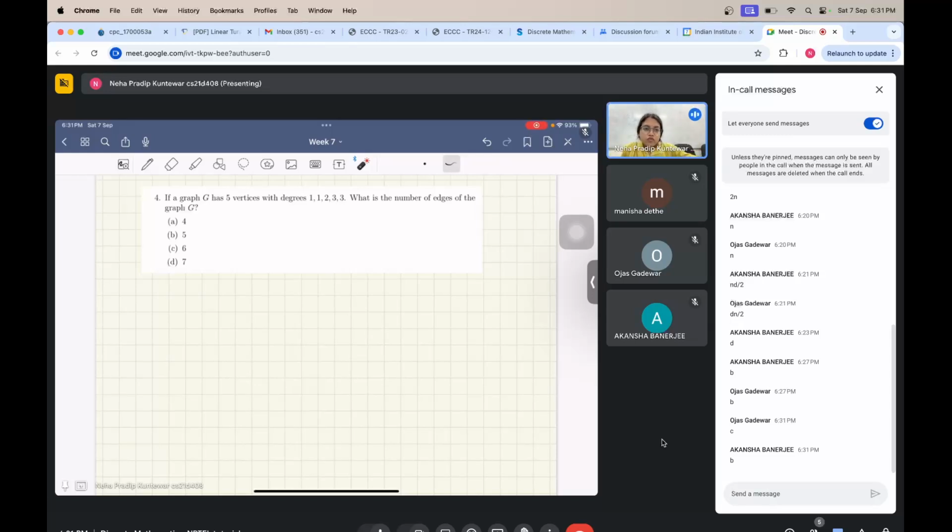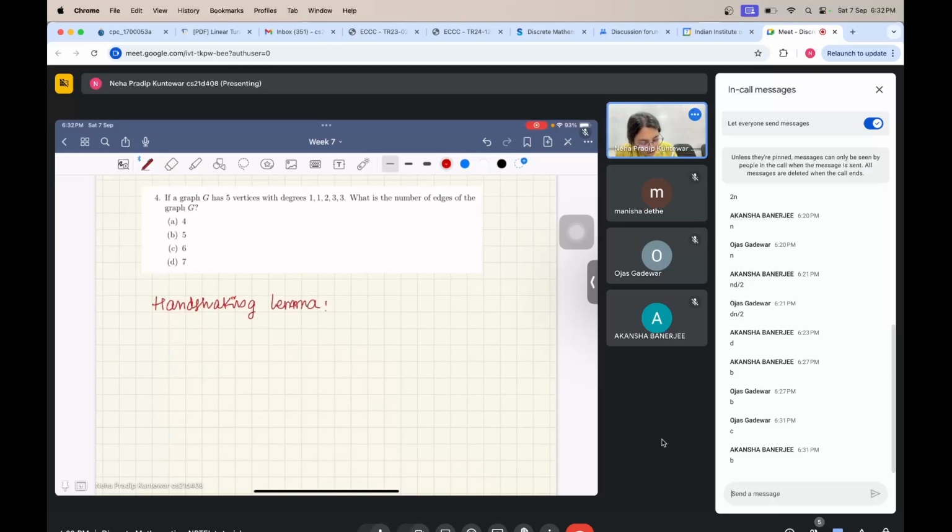Okay, there are a couple of answers in the chat. Let's try to solve this. One thing you can do is definitely try to draw a graph with these degrees and then count the number of edges. That is also one way of doing it. But we can also use the tool that we just now learned, which is called the Handshaking Lemma. And what does it say?